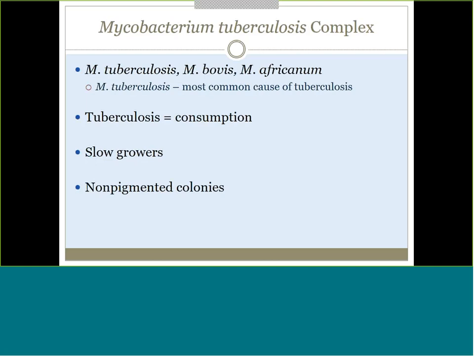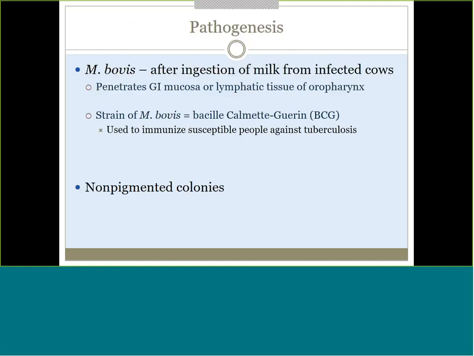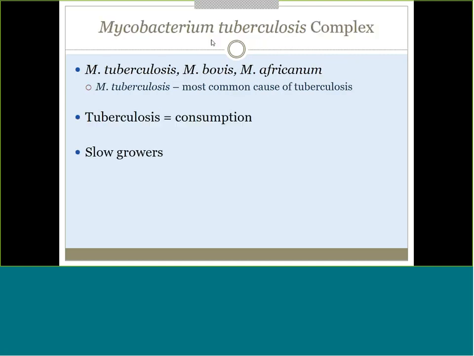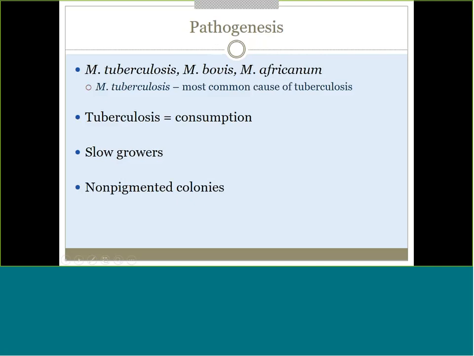These 3 are all going to be slow growers, and they are also all non-pigmented colonies. We will get into the different categories that mycobacteria are categorized in. Pigmentation does come into play there, so just keep in mind these 3 are all non-pigmented. A little bit on Mycobacterium bovis, which was one of the 3 that causes tuberculosis.